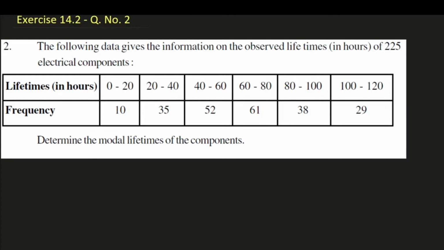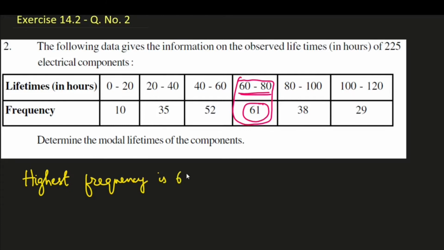So here 61 is the maximum frequency. So the class interval having frequency 61 is the modal class. 60 to 80 is the modal class. So we can write highest frequency is 61. So 60 to 80 is the modal class.